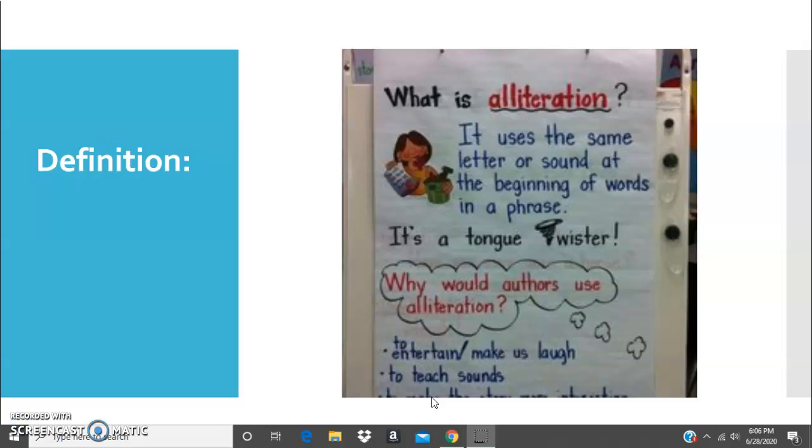Okay, take out your reading notebooks and put your heading for today. The title will be alliteration. You can copy it down from the board. The first thing we're going to do is write the definition for alliteration.